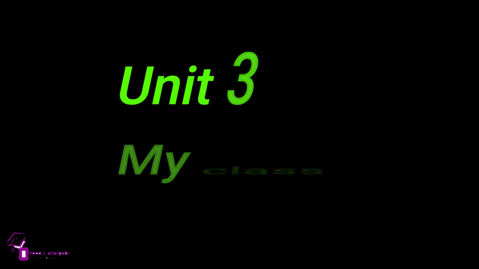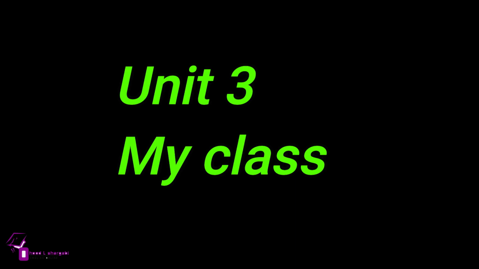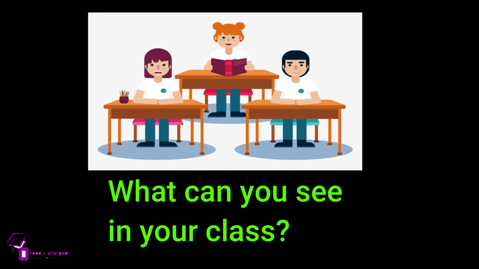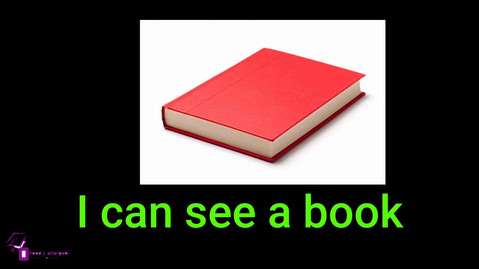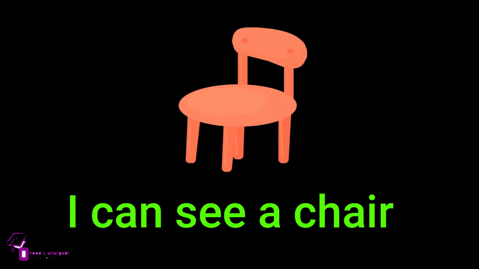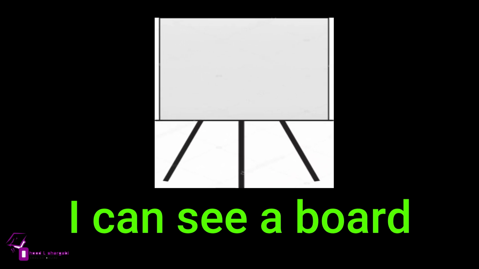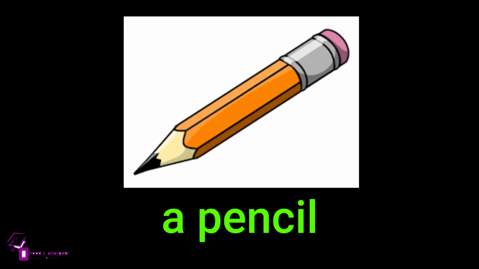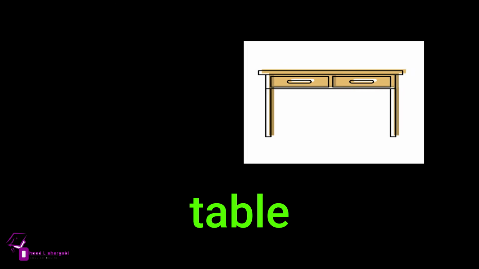Let's start unit 3. My class. What can you see in your class? I can see a book. I can see a chair. Yes, chair. I can see a crayon. I can also see a board. And a pencil. Maybe a table, maybe a desk. Yes.